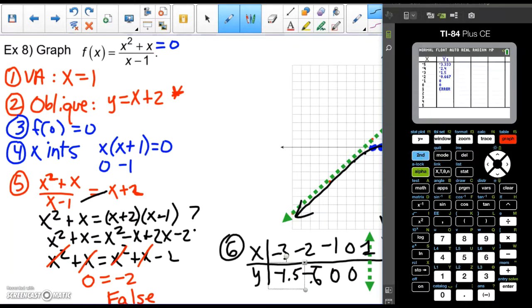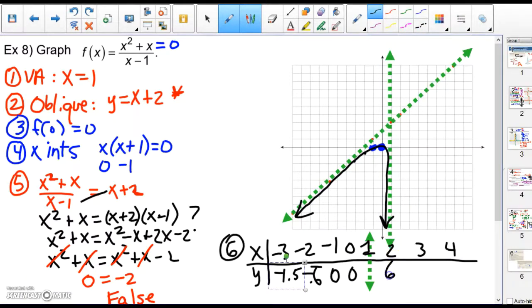So go back to the table, plug in 2, you get 6, plug in 3, you get 6, and 4 is 6.6 repeating. So 2 comma 6, 3 comma 6, and 4, 6.6 repeating is right there. So we've got to approach the asymptote, hit the curve, and go up through. Let's try to smooth that out a little bit.